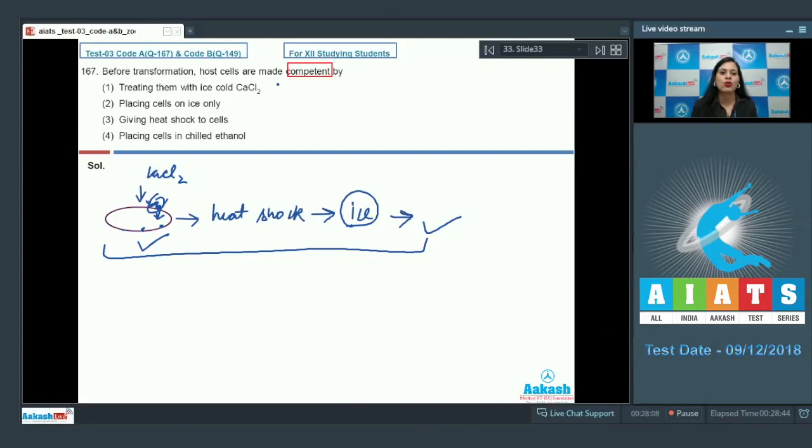Now, before transformation, host cells are made competent by, and the very first option, that is treating them with ice cold calcium chloride, is the correct answer to our question. The next option is placing cells on ice only. This is an incorrect option, because just placing these cells on ice will not form competent cells. The third option given is giving heat shock to cells, and this is an incorrect option, because the heat shock method is followed once the cells have been treated with calcium chloride and are competent. The next option given is placing cells in chilled ethanol, and this is an incorrect option. So the correct answer for this question is option number 1. Let's proceed to the next question.